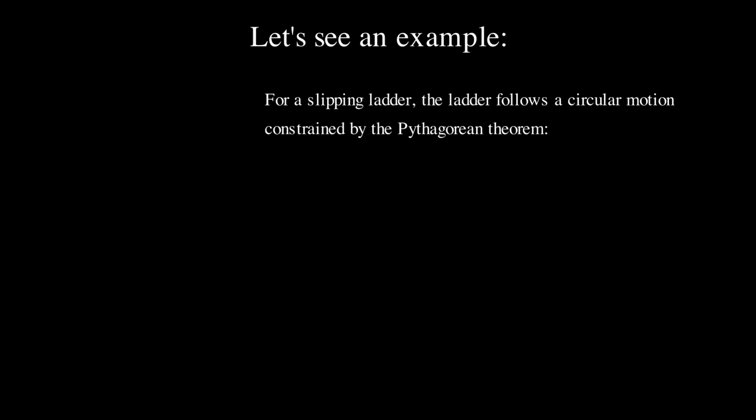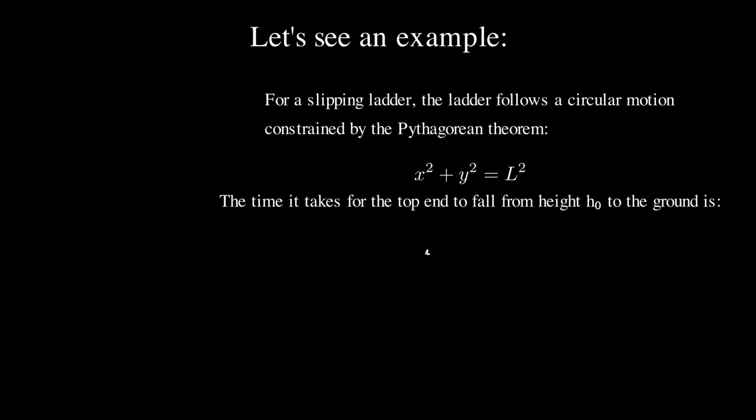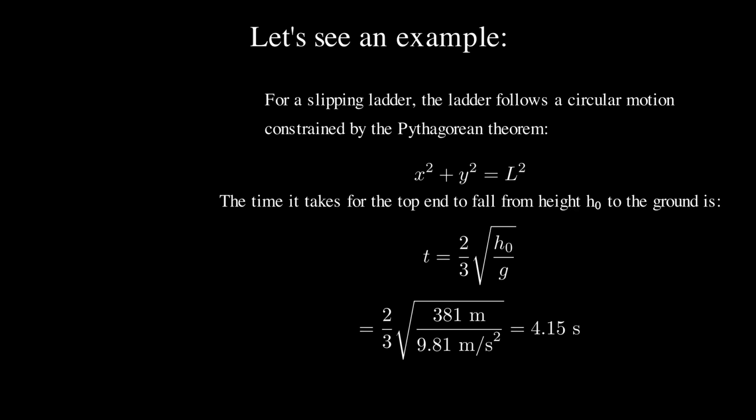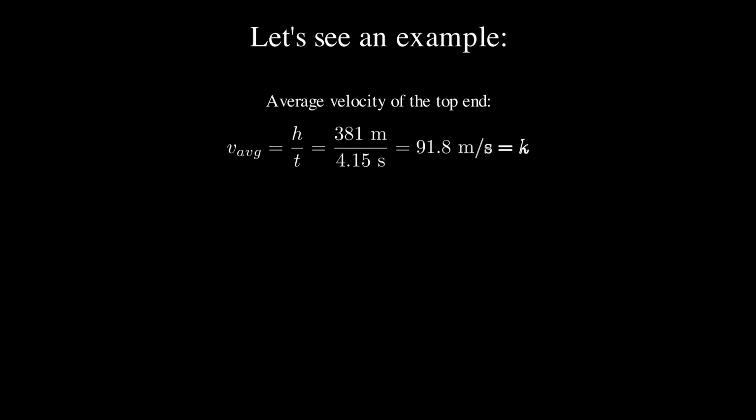For a slipping ladder, the ladder follows circular motion constrained by the Pythagorean theorem. The time it takes for the top end of the ladder to fall from height h0 to the ground is given by 2/3 square root of h0 over g. When we plug in our values, we get about 4.15 seconds. Oversimplifying a bit, the average velocity is given by the change of height over t. With our values, we get 91.8 meters per second equals k.